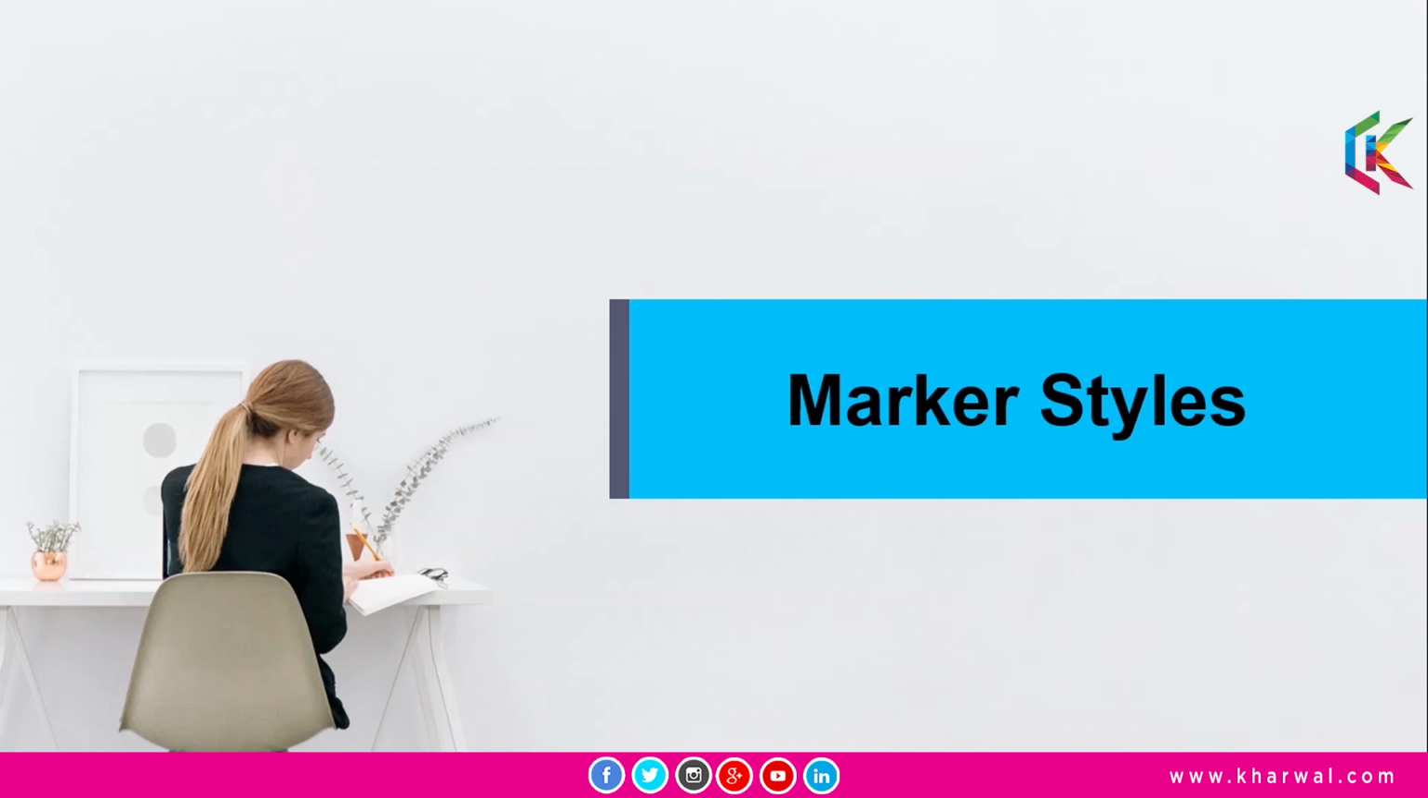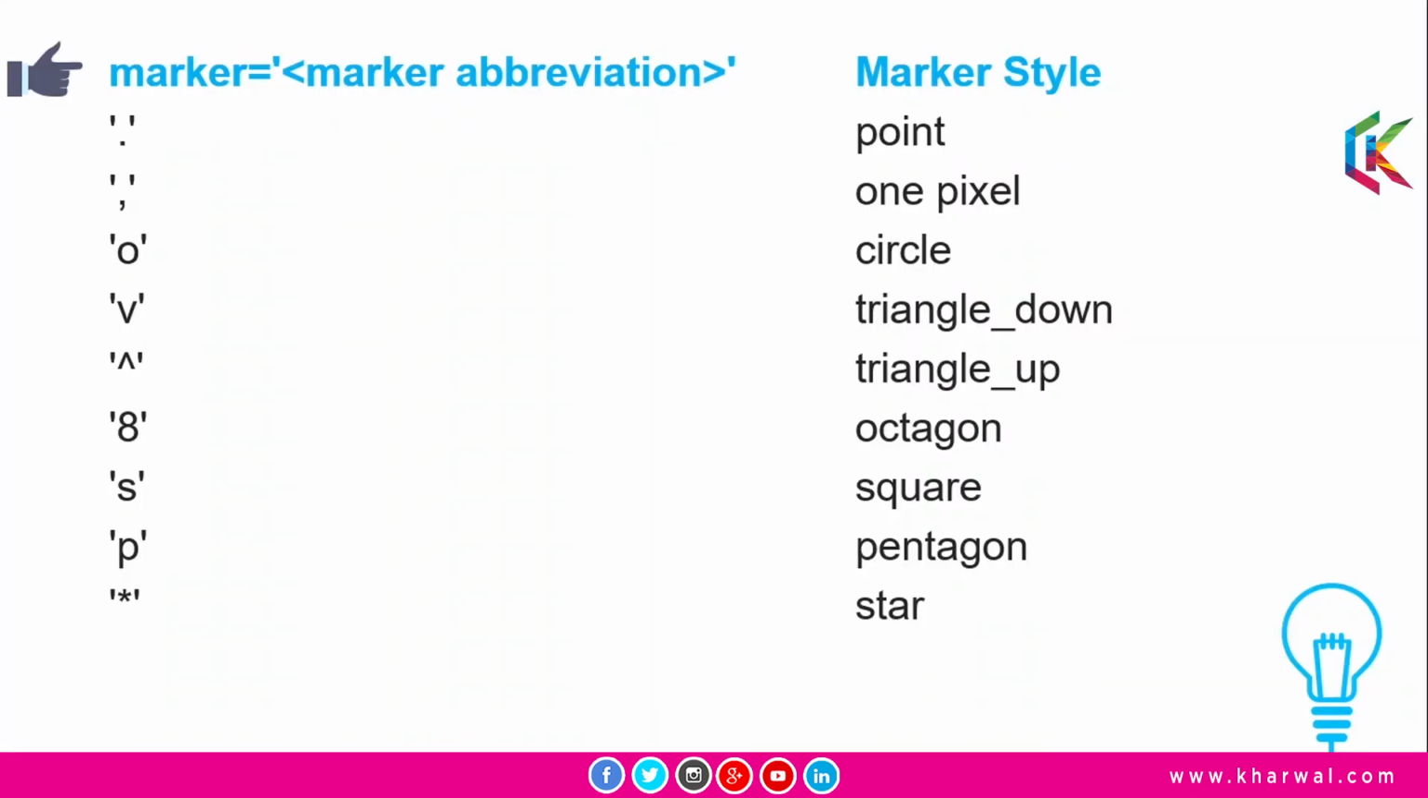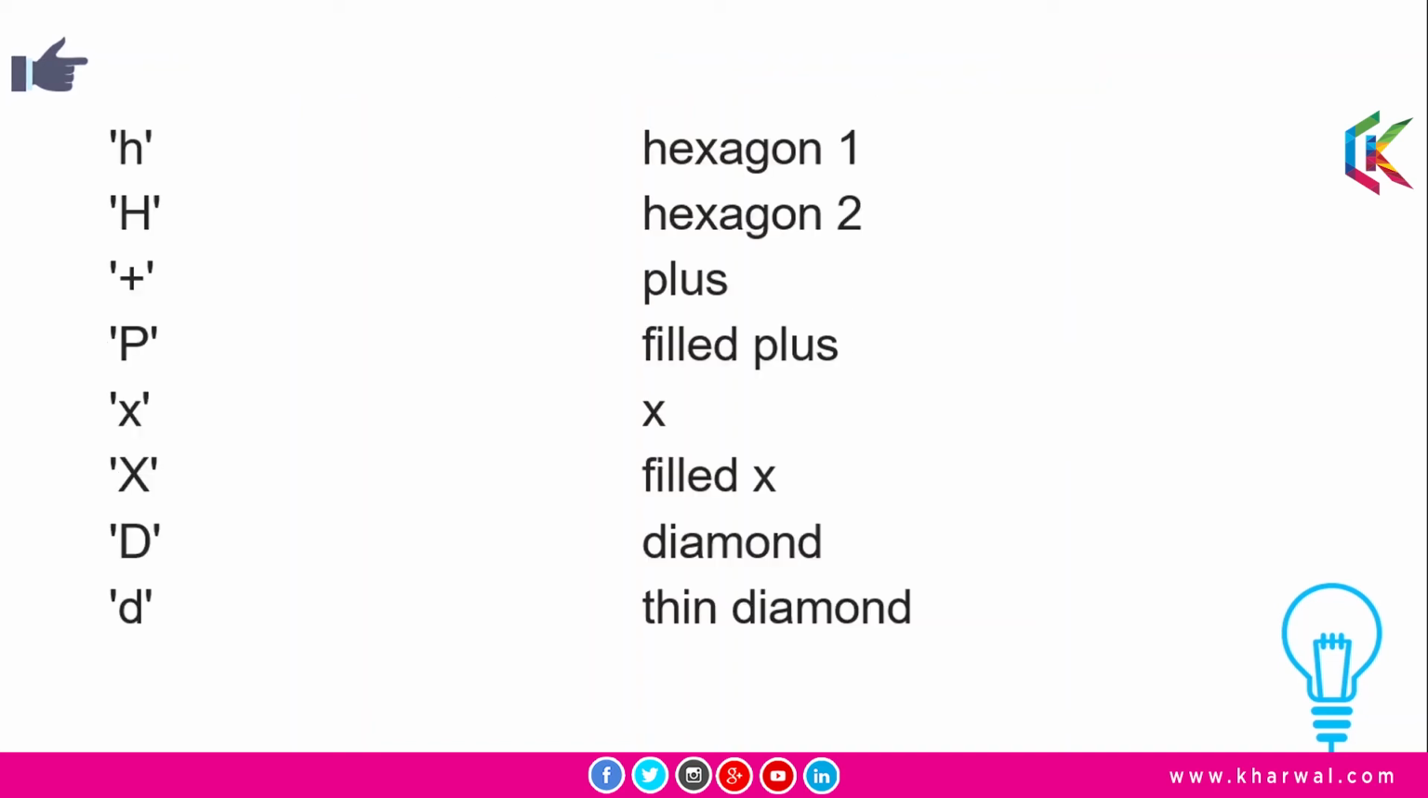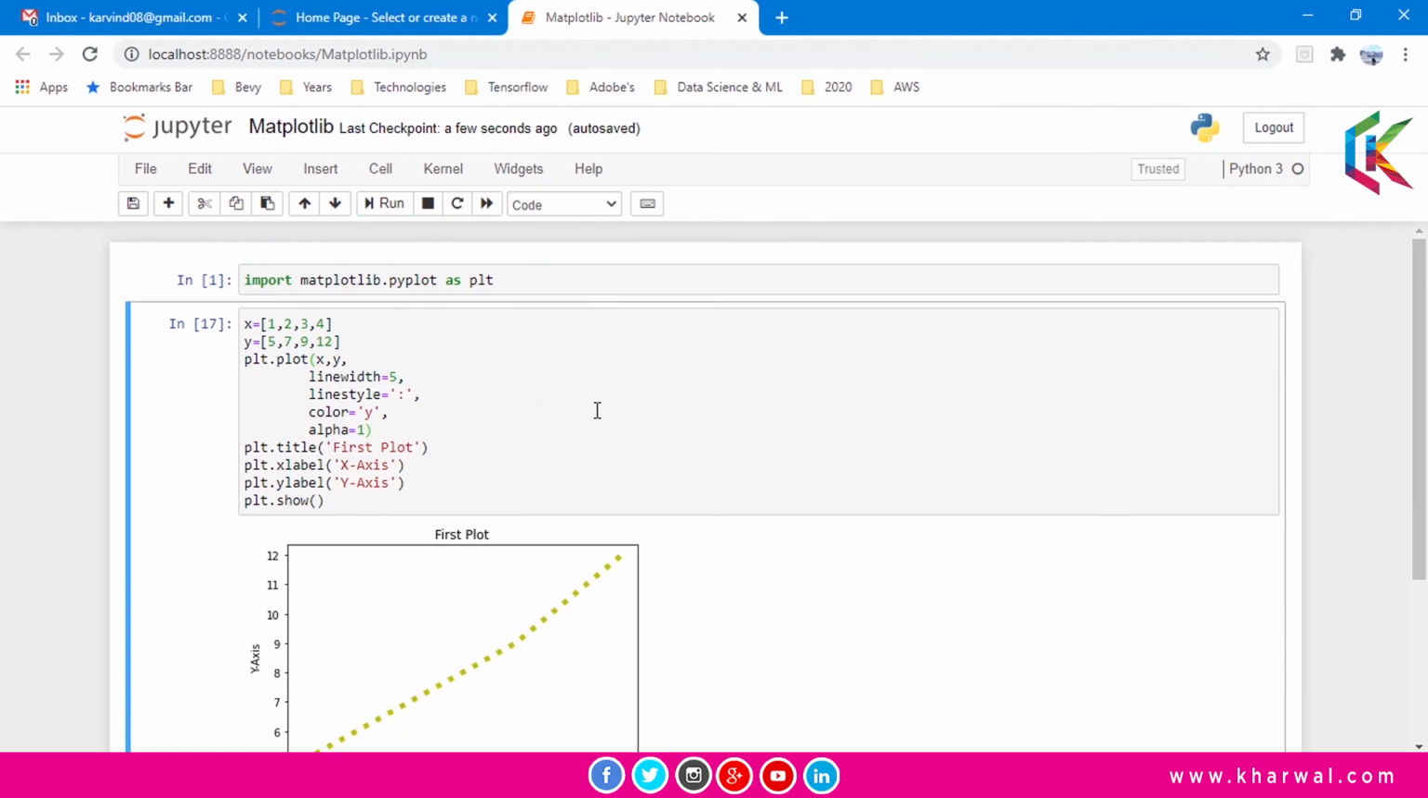Guys, next feature is marker style. So this is the list of marker styles. Point, 1 pixel, circle, triangle down, triangle up, octagon, square, pentagon, star, hexagon 1, hexagon 2, plus, filled plus, X, filled X, diamond, and thin diamond. So let me open up the Jupyter notebook. So guys, let's add the marker option in this plot.